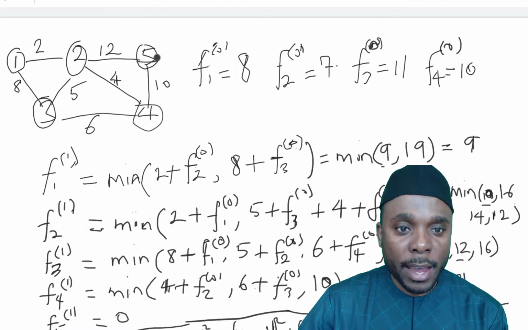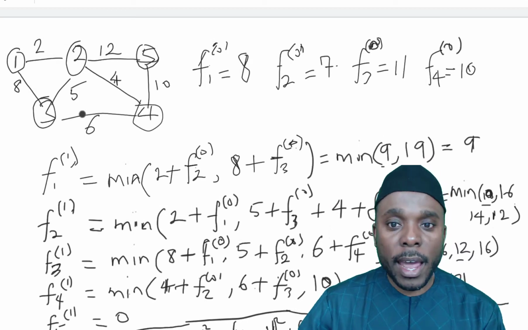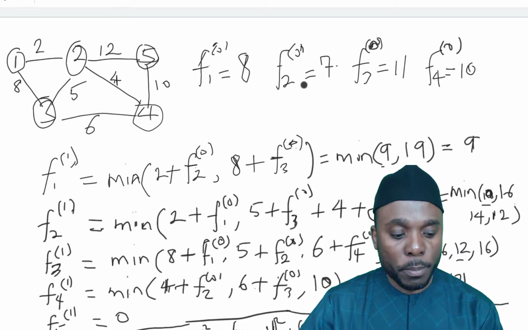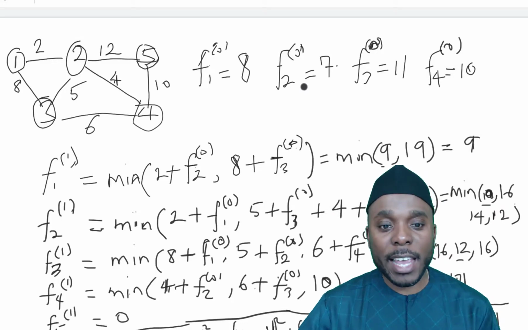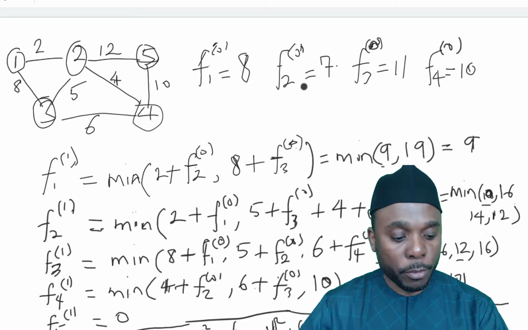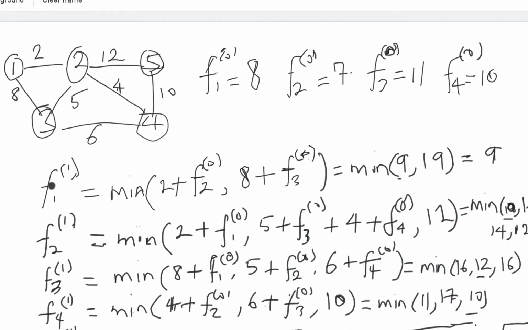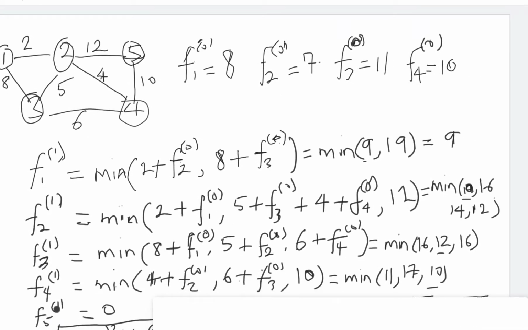So here we have the diagram as shown in the question, and here are the initial guesses. We're using the dynamic programming algorithm to solve this problem. The first thing we do is identify the next iteration. So that will be f1 of 1, f2 of 1, f3 of 1, f4 of 1 and f5 of 1, which is the destination, so that's why it's equal to 0. What's the minimum path from node 1? It would be either 2 plus f2 of 0 or 8 plus f3 of 0, and that's how we came up with this. You do the same for f2.